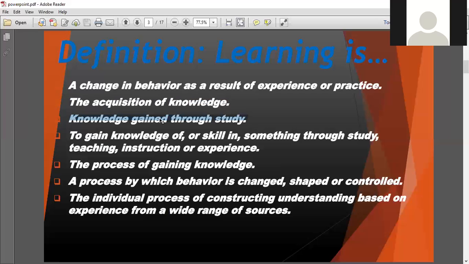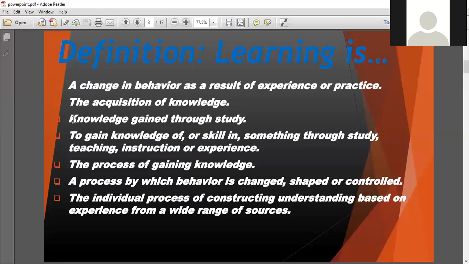Of course, knowledge is gained by reading, but also by performing different experiments and by observing things. We will look at this in detail when we come back to different learning theories in the coming weeks. So we gain knowledge because we study. It could be reading, it could be observation, and then to gain knowledge of or skill in something through study, teaching, instruction, experience. So these are what we say classroom.